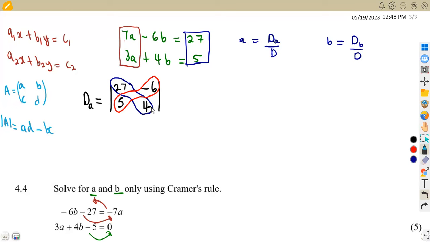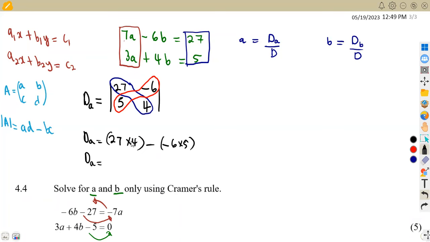This is our a and our d. So we are going to multiply this part. Our ad is going to be equal to 27 times 4, minus the product of the minor diagonal. This part we are referring to the negative 6 and the 5. So we are going to multiply negative 6 and 5 in one bracket like this. So we can simplify this from our calculator.